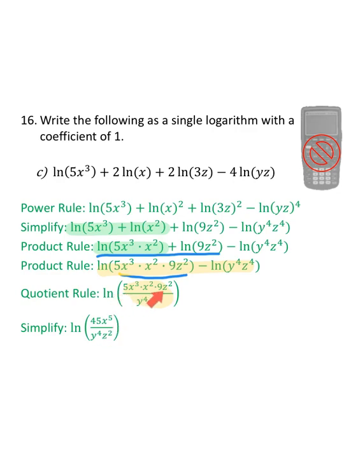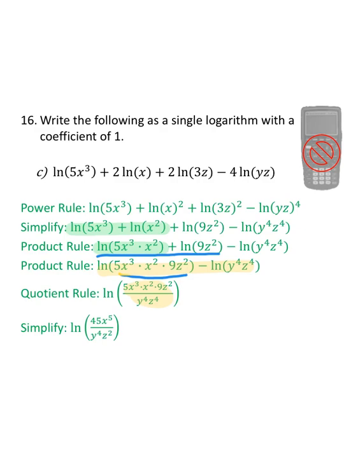Alright, so I'll have 5 times 9. My only numbers in the numerator. 5 times 9 is 45. I have x cubed and x squared. Those are the only x's. Multiply 2 things with the same base, I'll add their exponents, x to the 5th. I have a z squared in the numerator, a z to the 4th in the denominator. So there's 2 more in the denominator. I'll be left with z squared in the denominator. A y to the 4th in my denominator. There we go. We're finished.